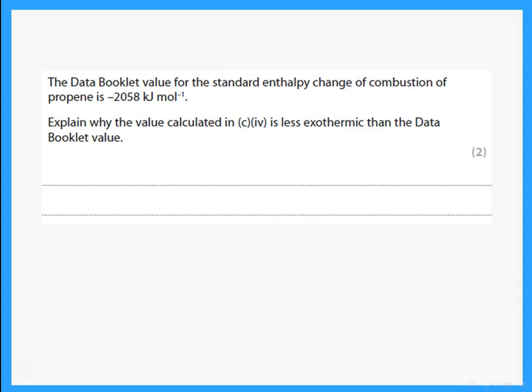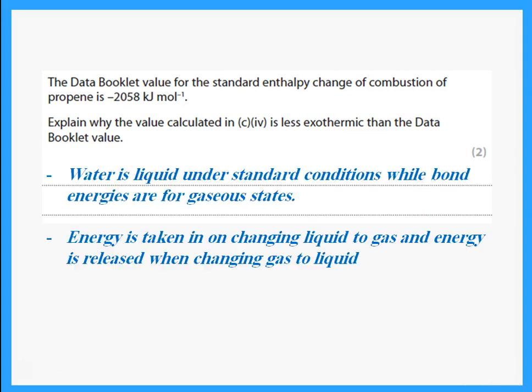Again, he's saying the data booklet value is something different. Explain why the value is less. This could be because he wants 2 reasons actually, because he has 2 marks. So we can say that the water is liquid under standard conditions, while bond energies are for gaseous states. So remember, here we're talking about delta H from bond energies. So he's saying, why is it different when we calculate it from bond energies?